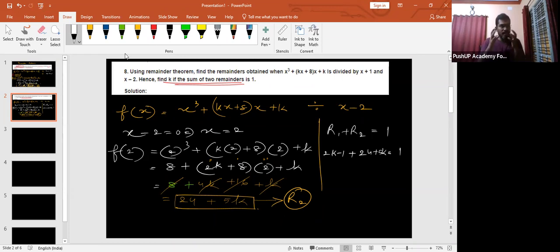We got an equation. You remember, children, when I was explaining the concept, I used this word that I am going to derive an equation, then I'll solve the equation to get the value of k. Equation is ready. I substituted the value of R1 as 2k minus 9. I substituted the value of R2 as 24 plus 5k. And now I created an equation. Now I just need to simplify this equation and get the value of k. Right? So 2k plus 5k is what? 7k. Minus 9 plus 24 is what?